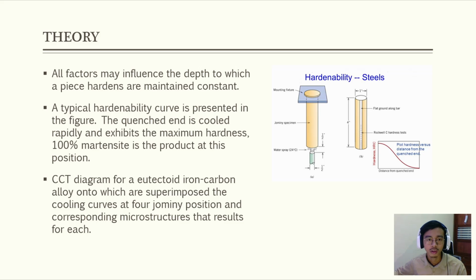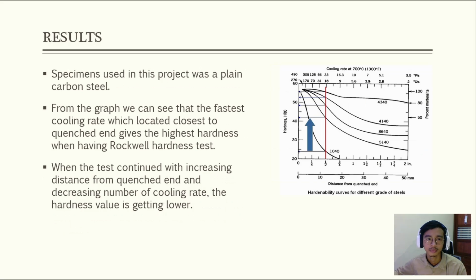CCT diagram for a eutectoid iron carbon alloy onto which are superimposed the cooling curves at 4 Jominy positions and the corresponding microstructures that result for each. For the results, the specimens used in this project were plain carbon steel.